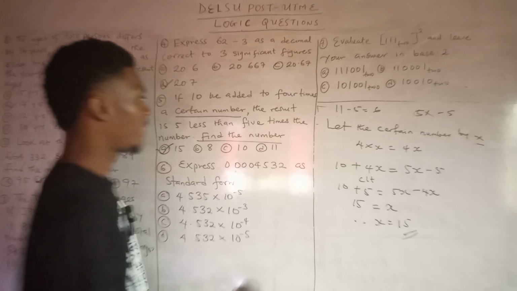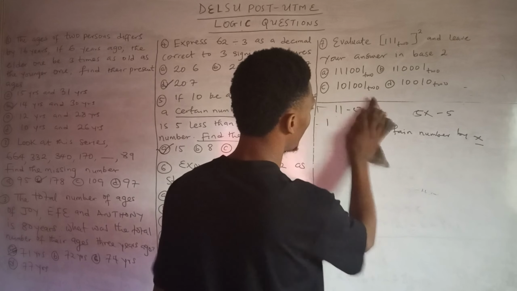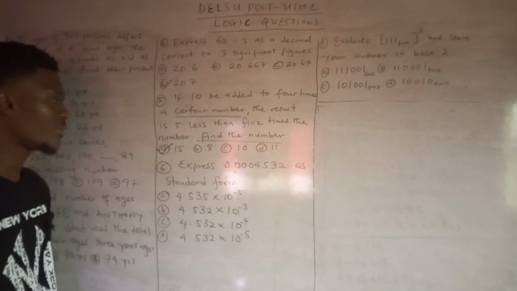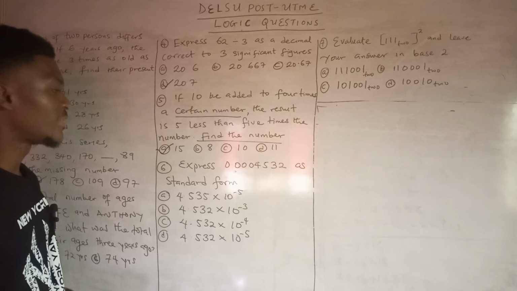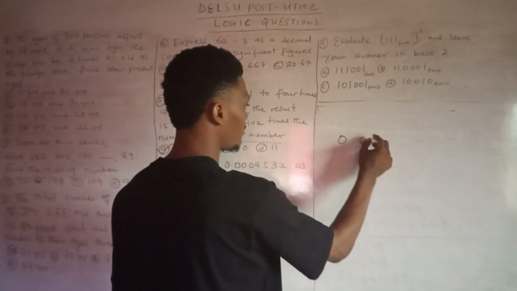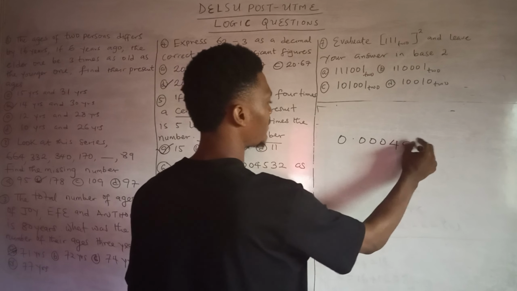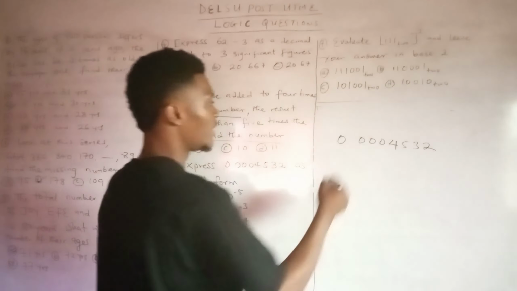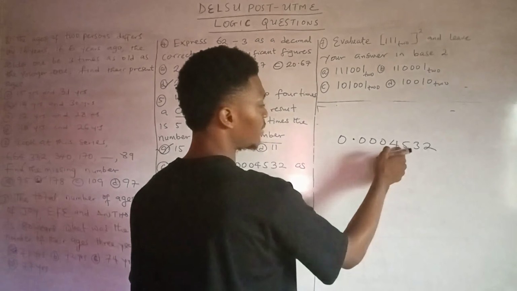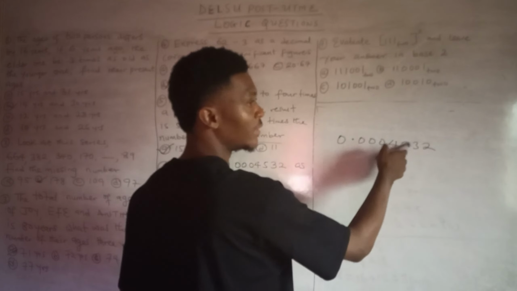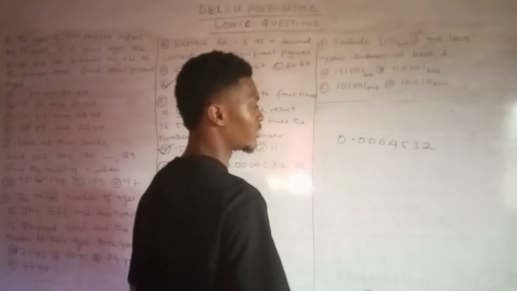Then for number 6, express 0.0004532 as standard form. All you are supposed to do is to move the decimal, because if you look at all the options now, they move the decimal to be in position after 4.